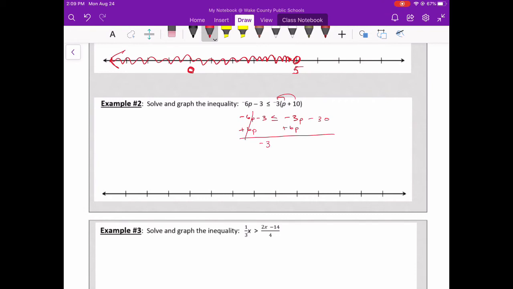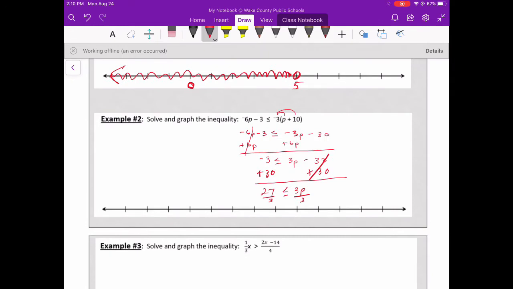And that's going to give me negative 3 is less than or equal to a positive 3p, and that's why we do that, minus 30. Now I want to add 30 to both sides because I'm trying to isolate the variable. All right, these cancel, and I've got 27. Okay, now I still have 3p, so I've got to get p by itself. That means I'm going to have to divide both sides by 3. Now, 3 is a positive number, so I don't have to worry about flipping the sign over, but 27 over 3 is 9, and that's still less than or equal to p.